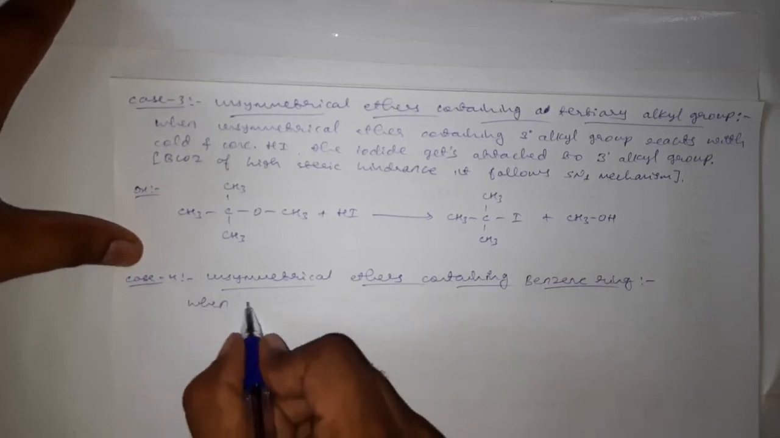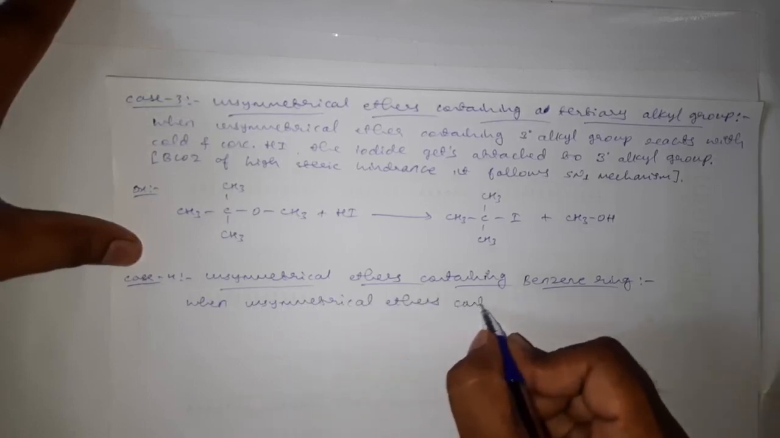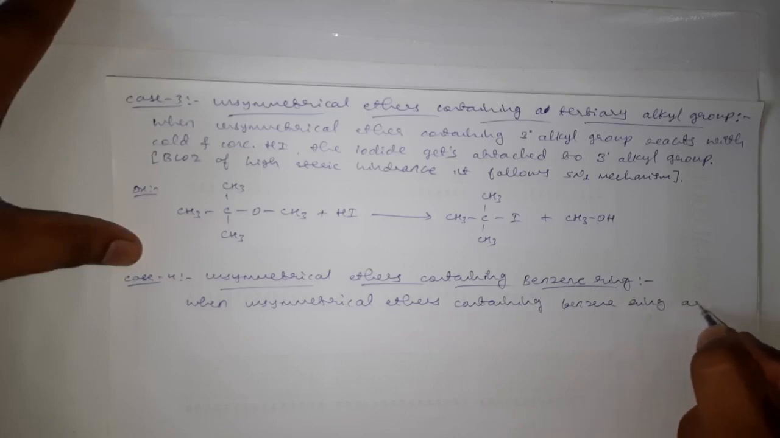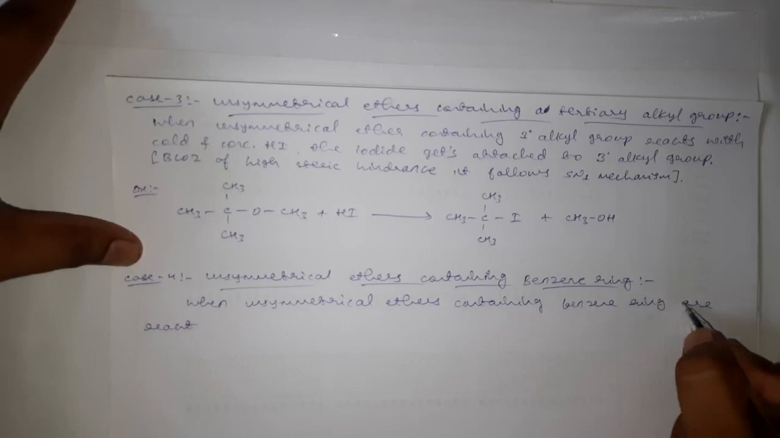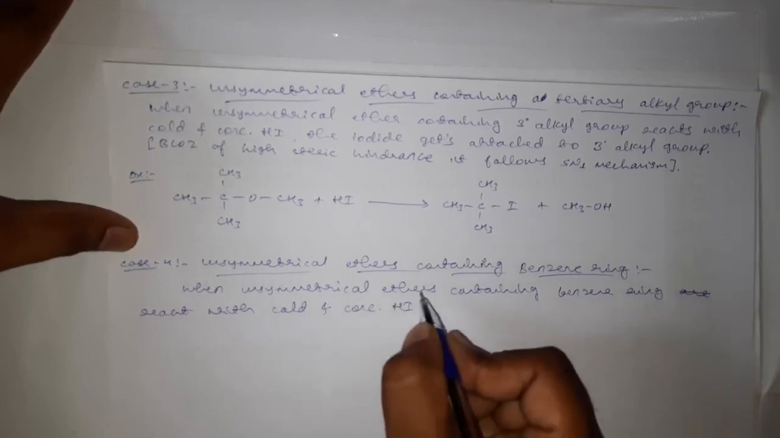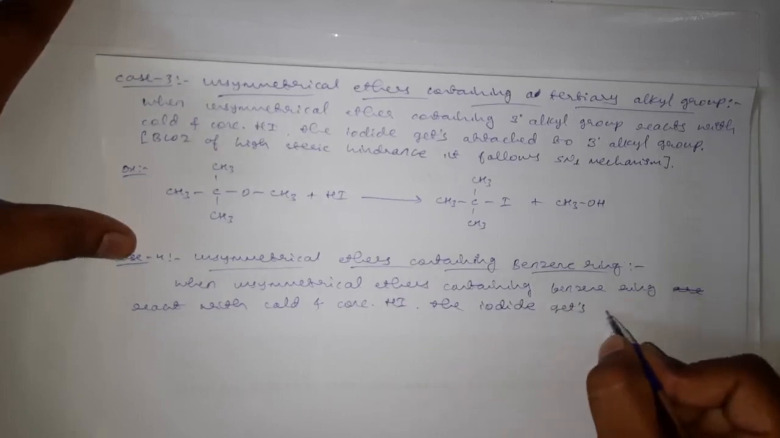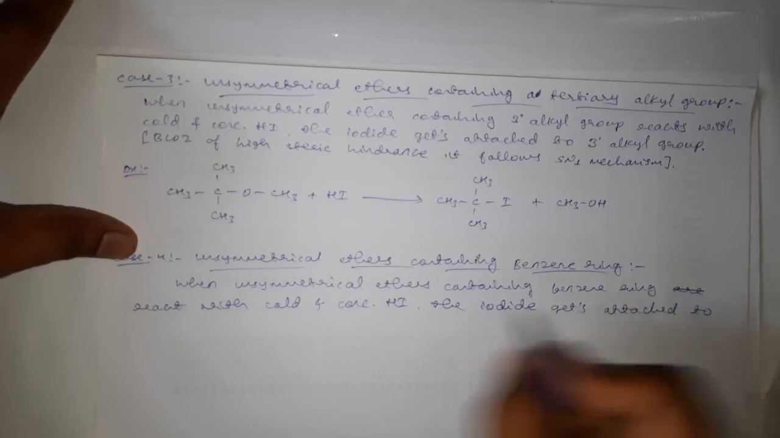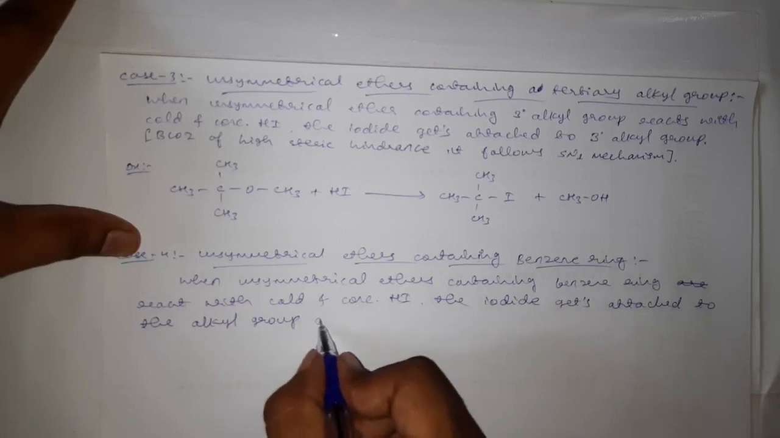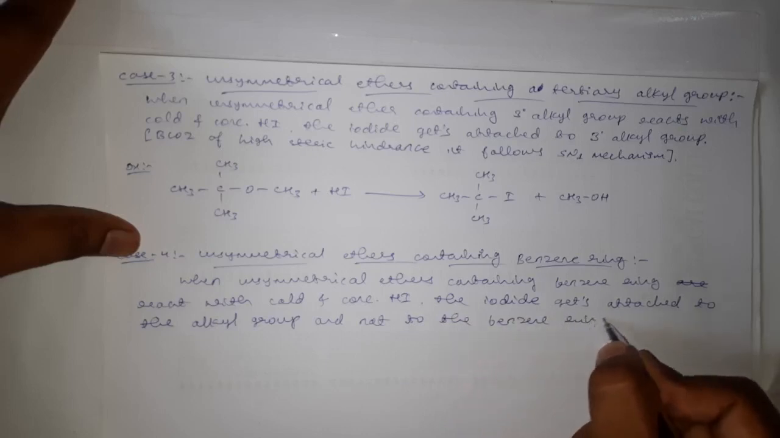See, when unsymmetrical ethers containing benzene ring react with cold and concentrated HI, the iodide gets attached to the alkyl group and not to the benzene ring.